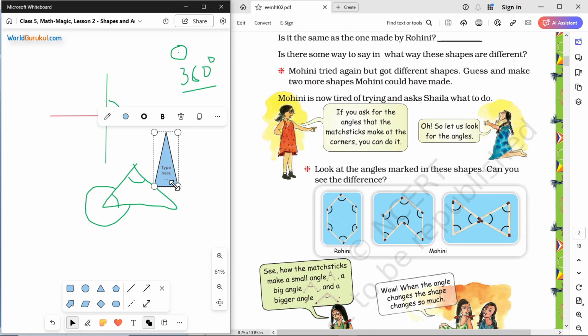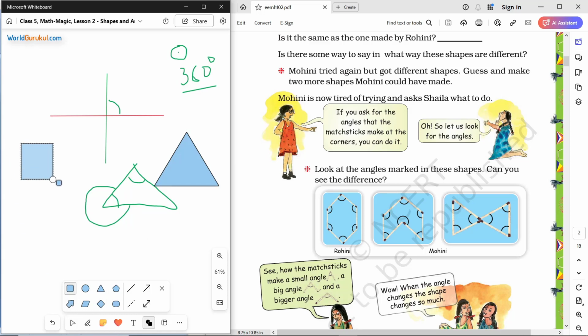Suppose in this triangle, can you tell this is a triangle, and let us draw a rectangle, a square. This is a square, and you have how many sides? Four sides. 1, 2, 3, 4. These two lines are intersecting.